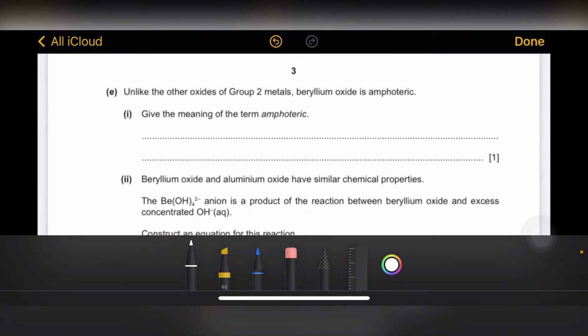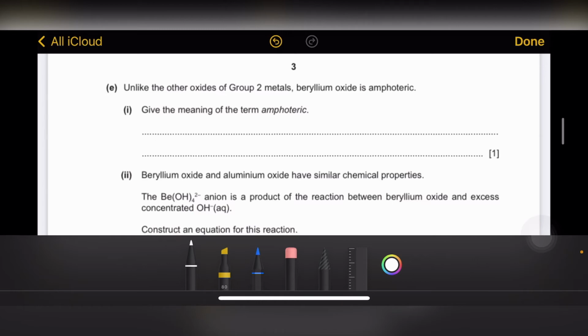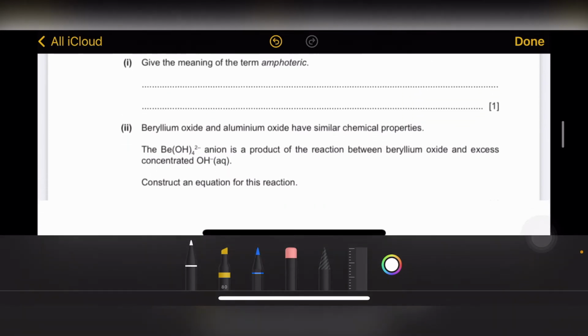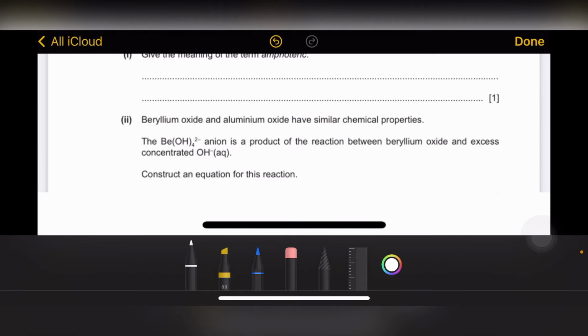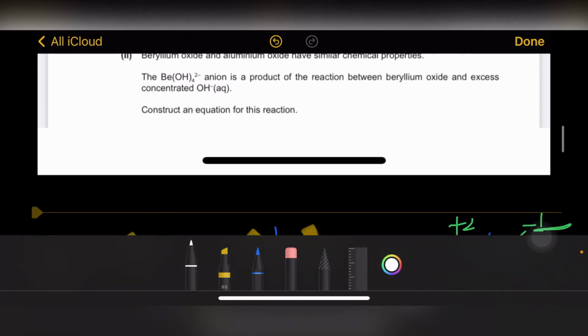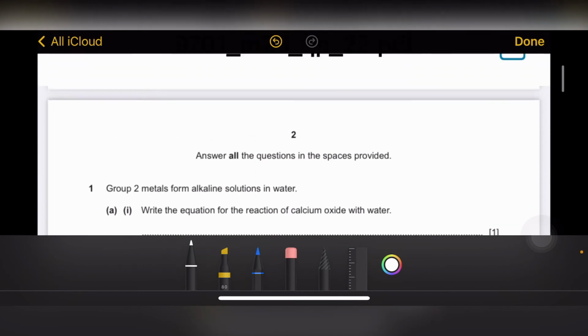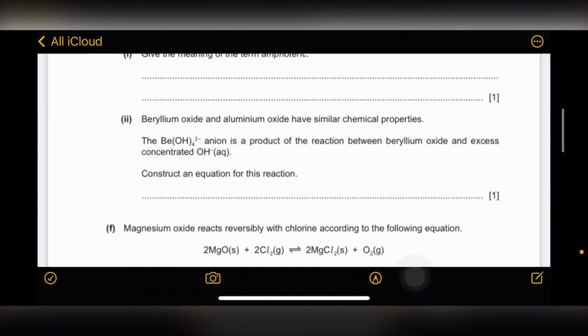Alright, so unlike the other oxides of group 2 metals, beryllium oxide is amphoteric. I'm sure you know that. So basically, the oxide which reacts with both acids and bases is called amphoteric. Now, let me add the next question and I'll get back to you. I hope you understood till now. Alright, now moving on to the next part.